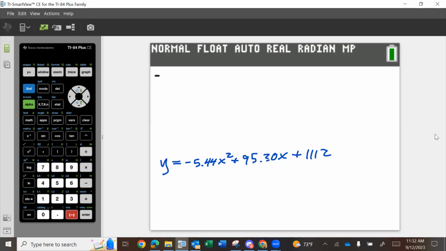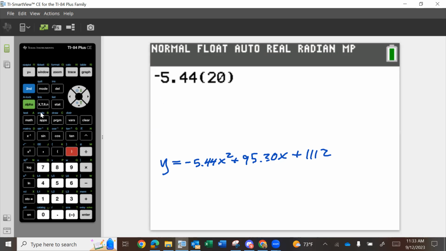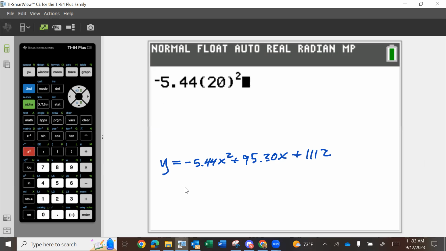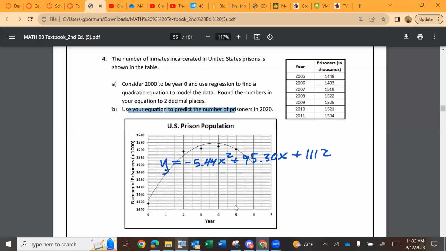All right, so let's see what we got here. So we'll take our formula, and they gave us year number 20. That's a year, that's an x value. So we're going to plug it in for x. Okay, so year number 20, and there's that. Plus 95.30 times year number 20 plus 1112. Okay, so that tells us, so 842 is our answer for year number 20.